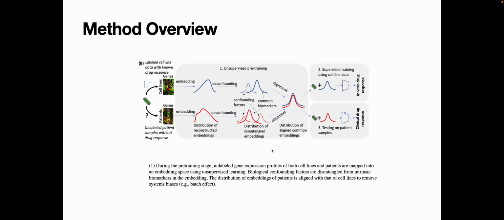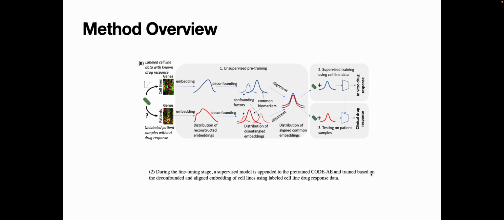The first stage is unsupervised pre-training, in which the model takes the unlabeled data from both cell line samples and the patient samples and maps them into an embedding space where the biological confounding factors are disentangled, and the distribution of the embeddings of the patient is aligned with the embeddings of the cell line data. And once we get the aligned common embeddings, they are further passed to the second stage. The second stage is the supervised training for fine-tuning, and we use the cell line samples as our labeled data on the pre-trained model from stage 1.